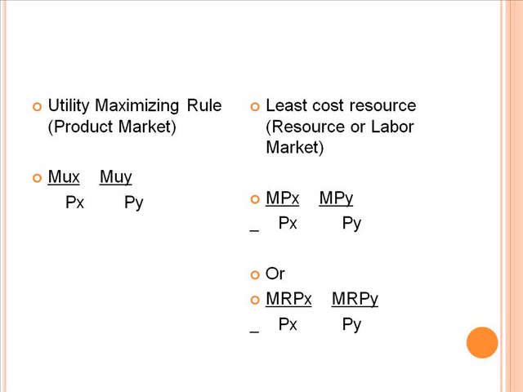So marginal product of labor over its price equals marginal product of capital over its price. Or least cost would be MRPX over PX equals MRPY over PY. So they're either going to give you MP or MRP. It's the same thing with the product market.